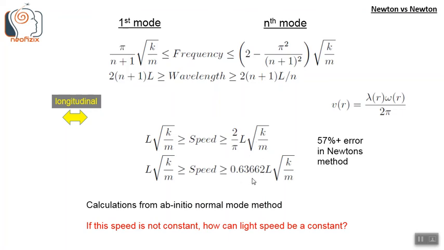Newton's method, which is equivalent to D'Alembert's wave equation, has constant wave speed. And this constant wave speed implies an overestimation error of over 57% at the higher modes. Because instead of 0.63662 that we expect, that happens in reality, Newton's equation gives 1. So 0.63662 to 1 has an error of 57%.